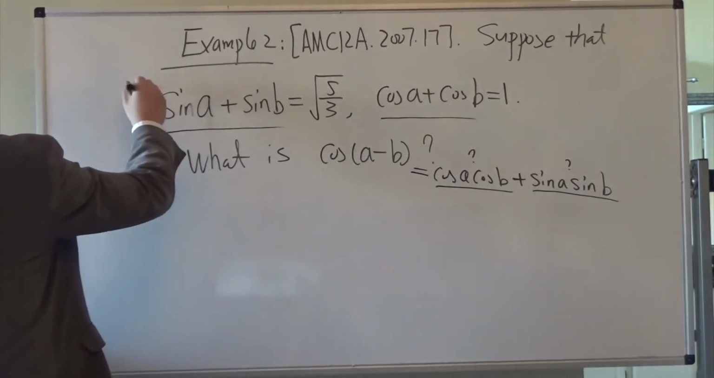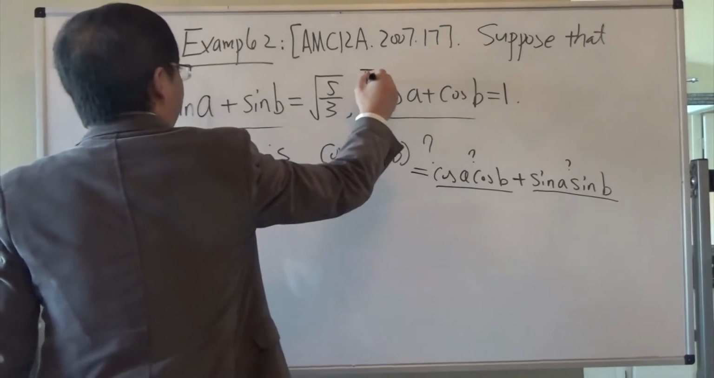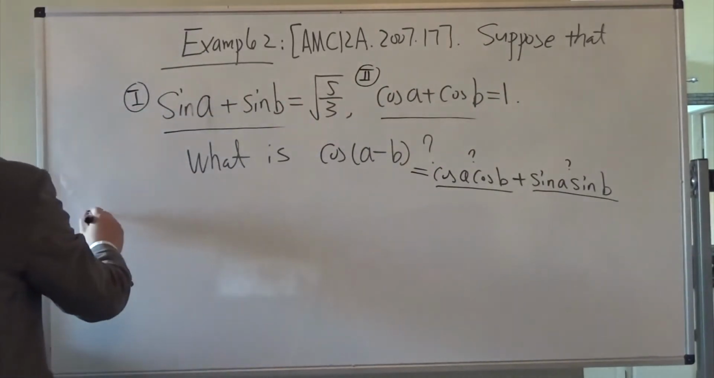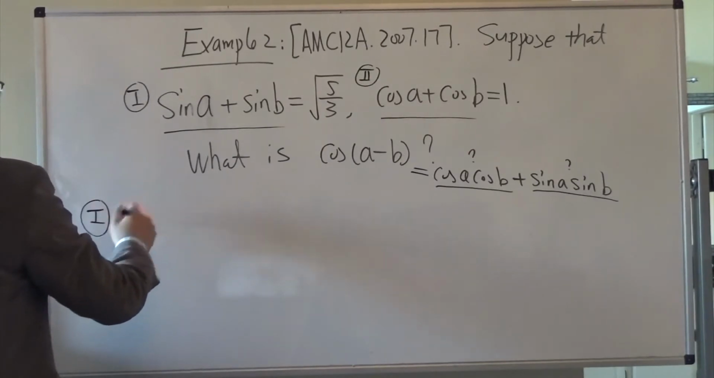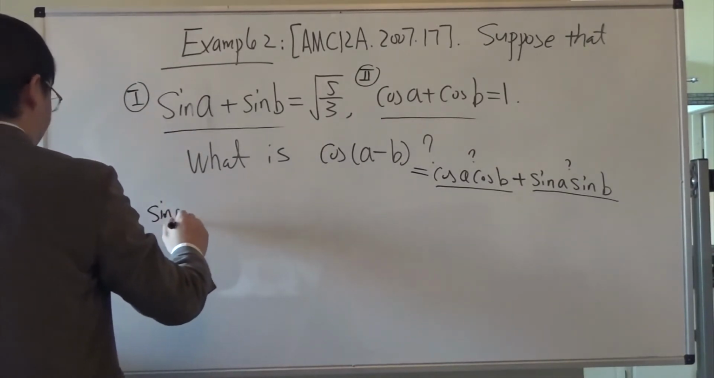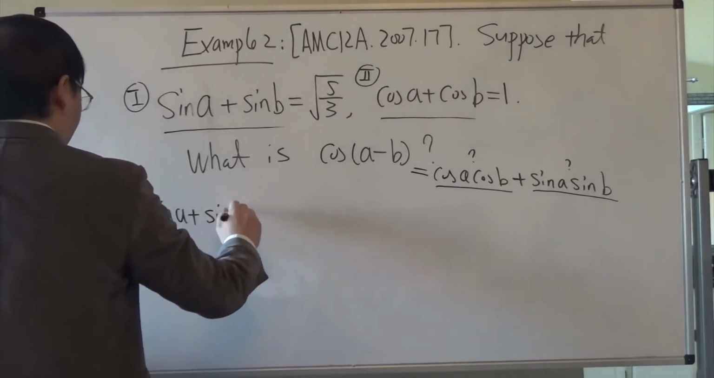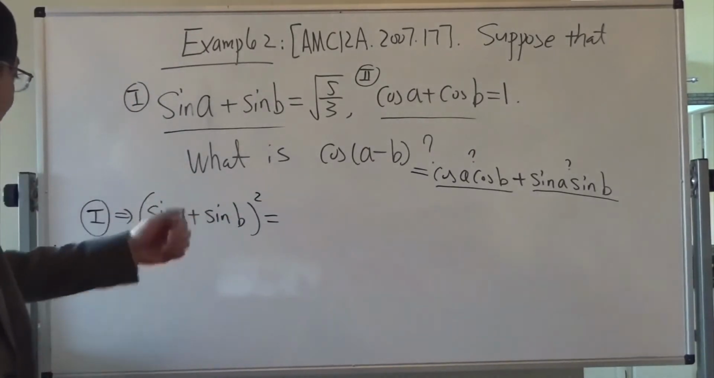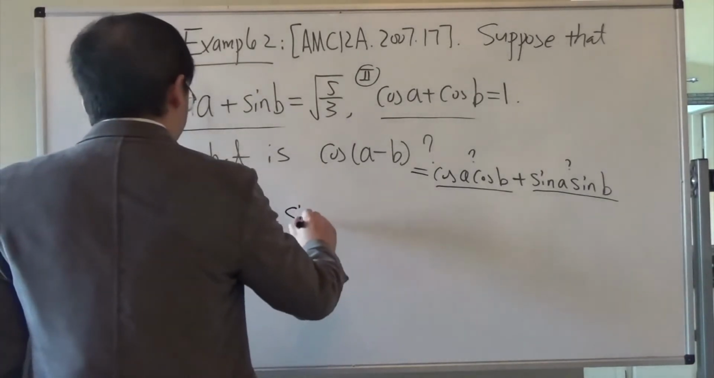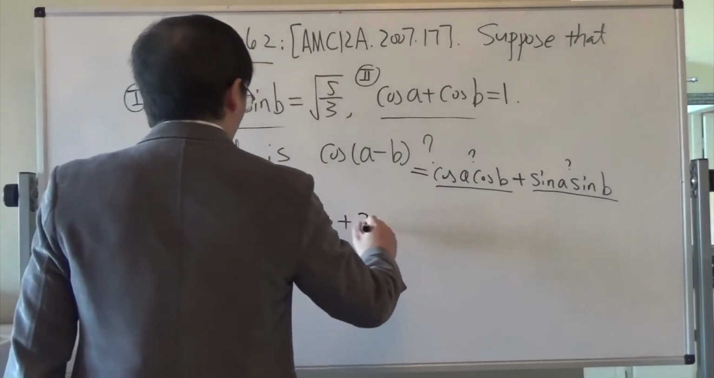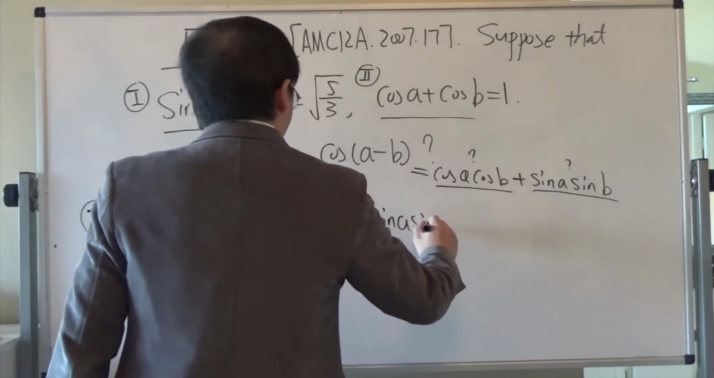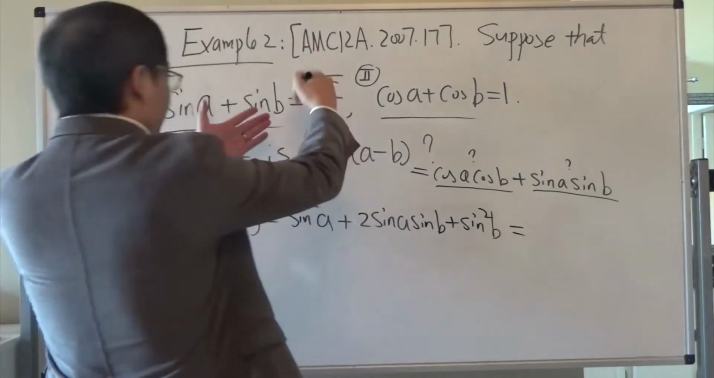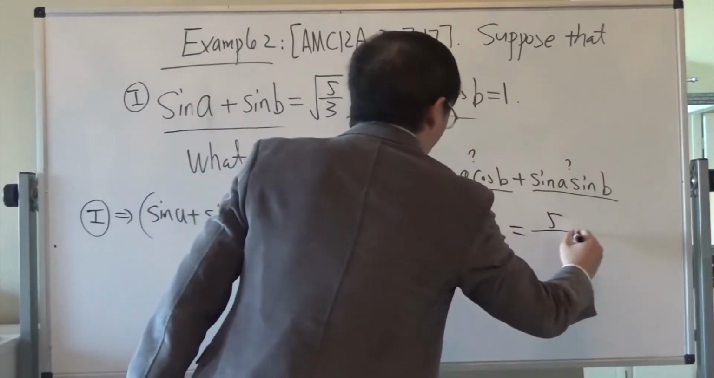Right, so let's implement that. Let me label this one as equation 1 and this one as equation 2. Now for equation 1, I square both sides, so I get sine A plus sine B squared. Let me write it out. This one is sine squared A plus twice sine A sine B plus sine squared B, and this equals 5 over 3.